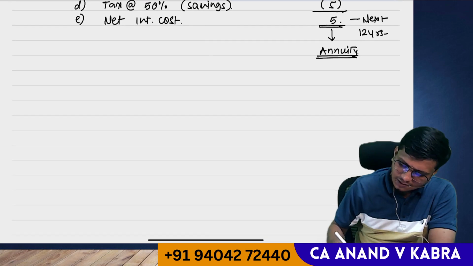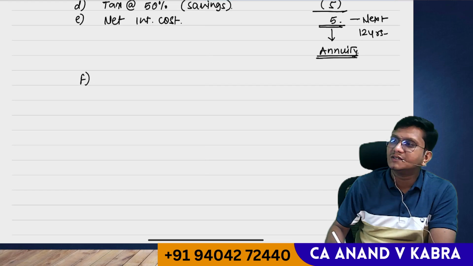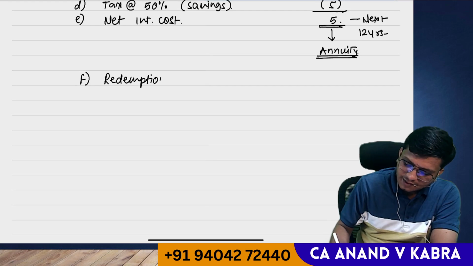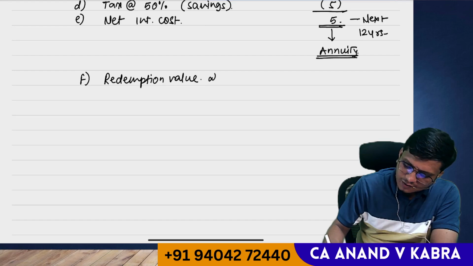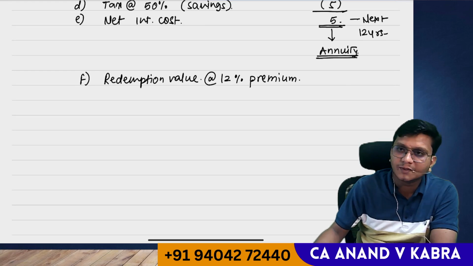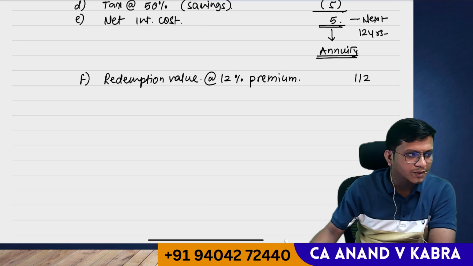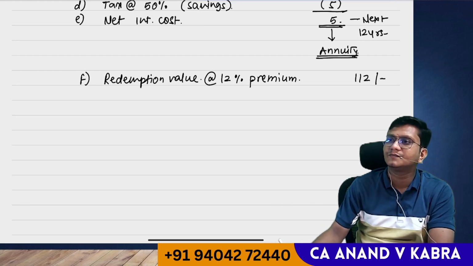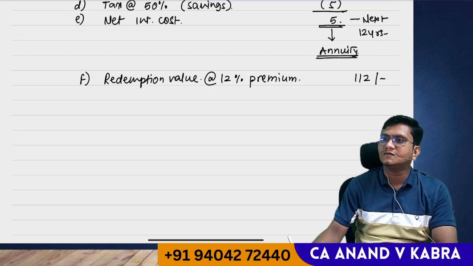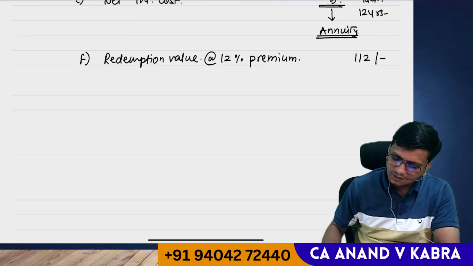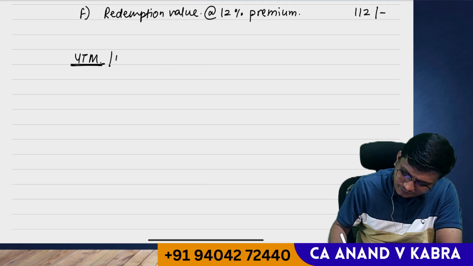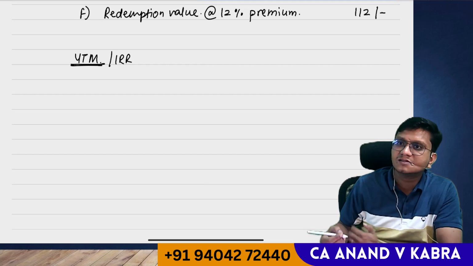Alright, next. Now, what is the redemption value? Redemption is at 12% premium. Alright, 12% premium. So you have to pay 112 rupees at the end of 12th year. Okay. Now they are asking you to calculate by the YTM method. Say what is the cost of debt. Now YTM, that means you need to calculate IRR for the investor. Do understand? YTM is what you have to calculate.